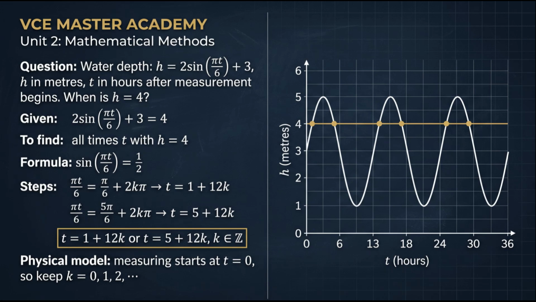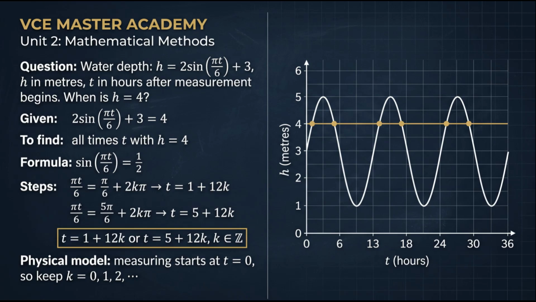Example 9. Time to get real. The depth of water in a harbour follows h equals 2 sine of pi t over 6, plus 3. h in meters, t in hours. A boat needs 4 meters. When is h equal to 4? Set it up. 2 sine of pi t over 6, plus 3 equals 4. Tidy up. Subtract 3. Divide by 2. Sine of pi t over 6 equals a half.